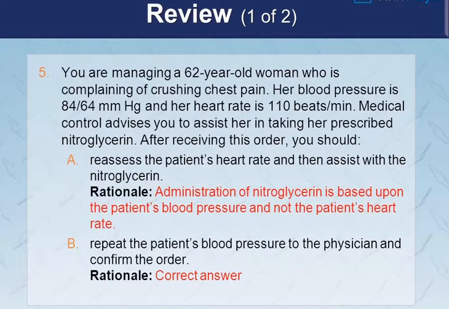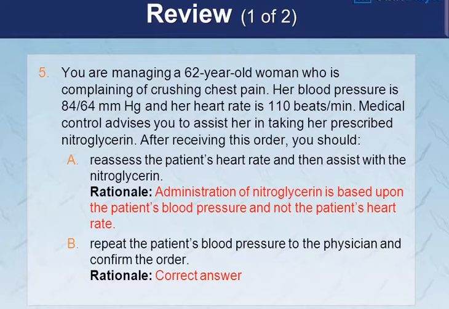Review. 1 of 2. You are managing a 62-year-old woman who is complaining of crushing chest pain. Her blood pressure is 84/64 mm Hg and her heart rate is 110 beats per minute. Medical control advises you to assist her in taking her prescribed nitroglycerin. After receiving this order, you should reassess the patient's heart rate and then assist with the nitroglycerin. Rationale. Administration of nitroglycerin is based upon the patient's blood pressure and not the patient's heart rate.